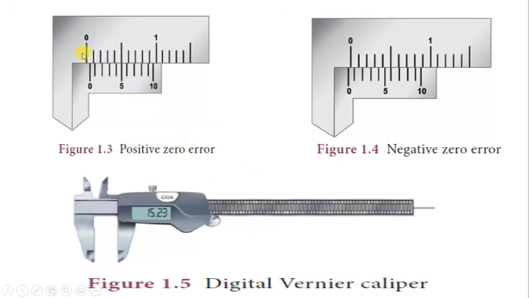Okay. If the zero of the vernier is towards the right hand side of the zero of the main scale, then it is called positive error. From the picture itself we can understand. Here the zero of the vernier scale is towards the right side of the zero of the main scale. If it is like this, then the error is called positive error, and here the zero of the vernier is towards the left of the zero of the main scale.